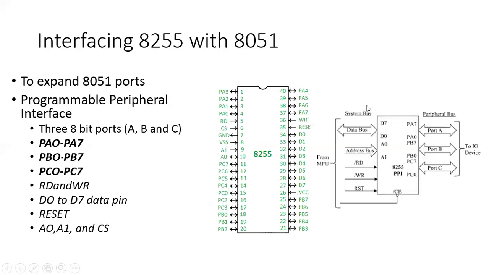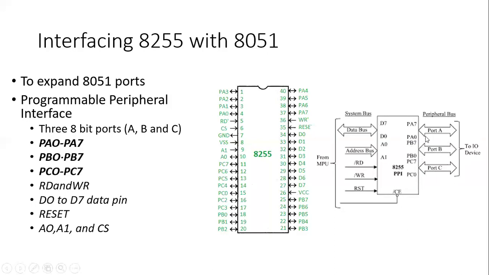A simplified block diagram of 8255 is a block having two interfaces. One is towards the system side, that is towards the microcontroller side, and the other side is a peripheral bus where you can connect the peripherals to these ports. So port A, port B, port C.